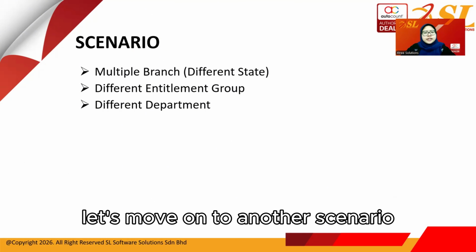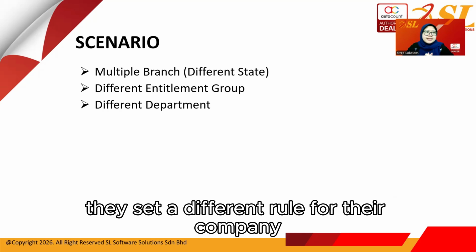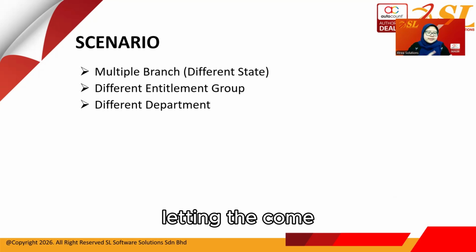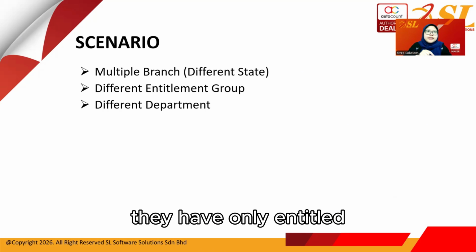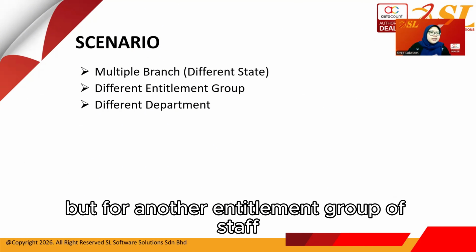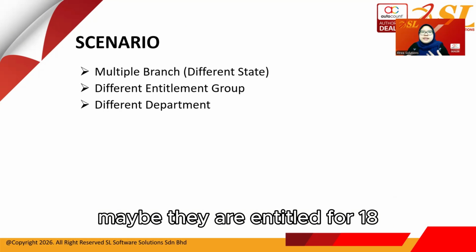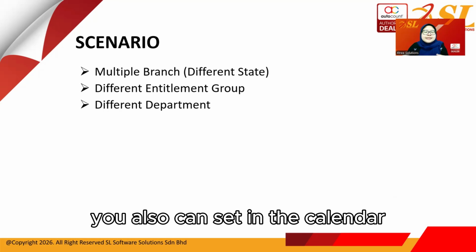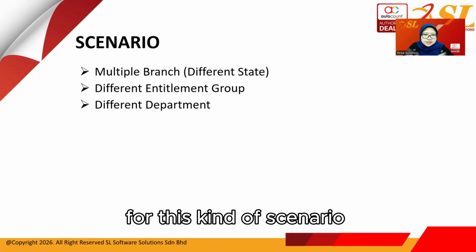Moving on to another scenario, which is a different entitlement group. Maybe some companies set a different rule for their company. Let's say for staff whose joining year is between year one until the second year, they are only entitled to 11 days of public holiday. But for another entitlement group of staff, which is from 2 years until 5 years, maybe they are entitled to 18 days of public holidays. This can also be set in the calendar. You need to create multiple calendars for this kind of scenario.